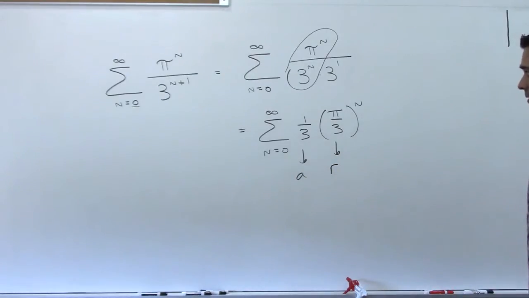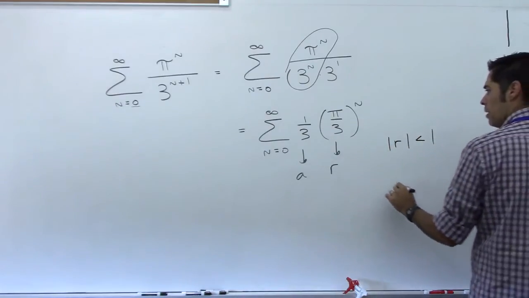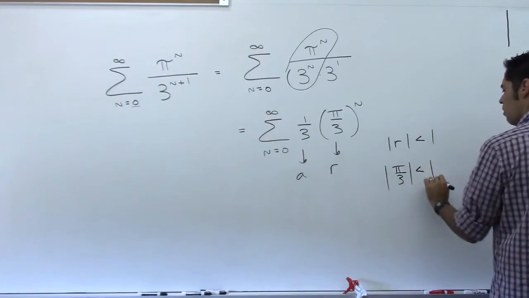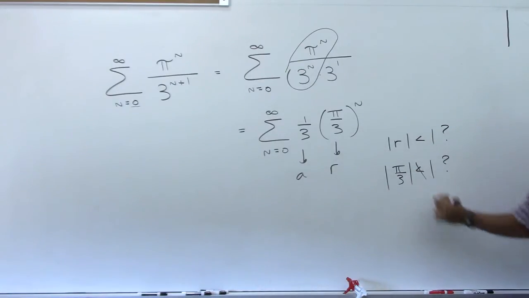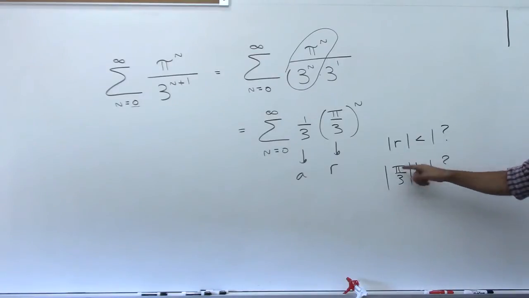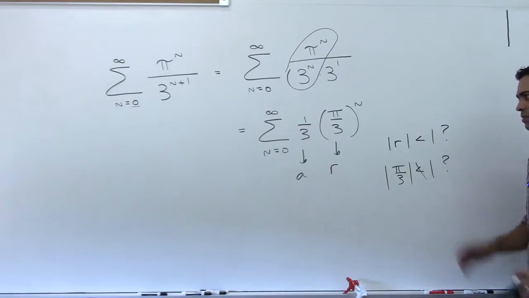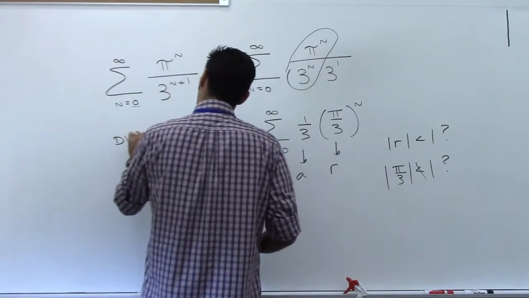So now we need to check for the convergence. What I want is the absolute value of r to be less than 1. Well, the absolute value of r is the absolute value of pi over 3. Is that less than 1? No, it is not. Pi is 3.14, and some change after that, over 3, that's a number that's bigger than 1. This doesn't work. Therefore, this geometric series diverges.